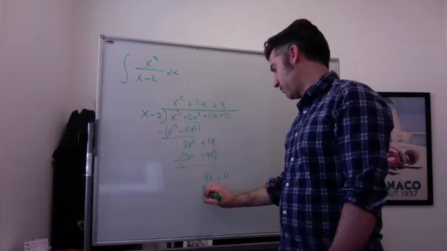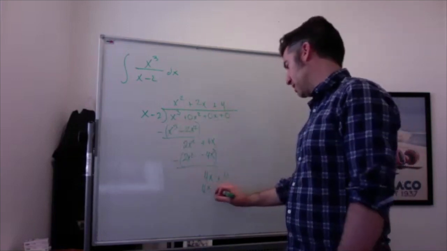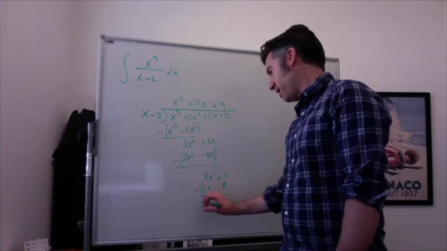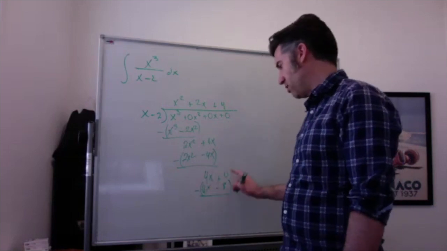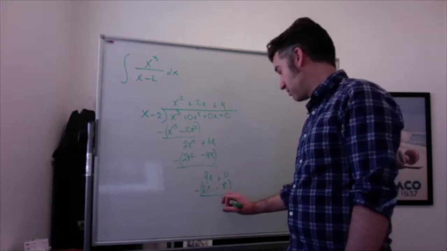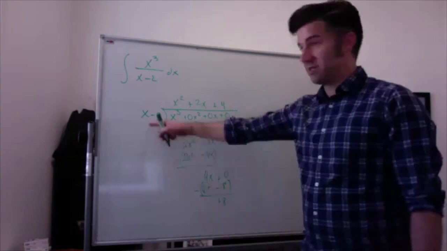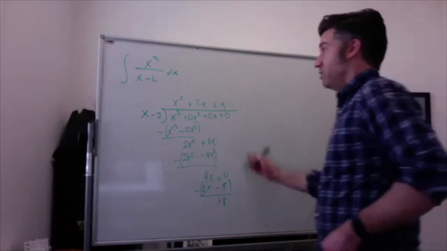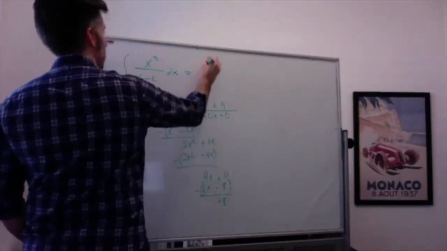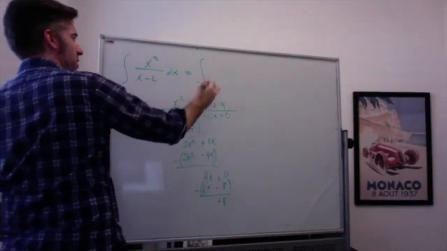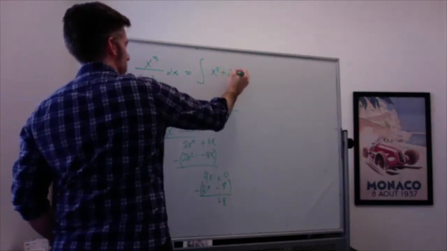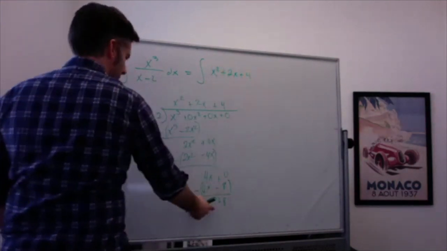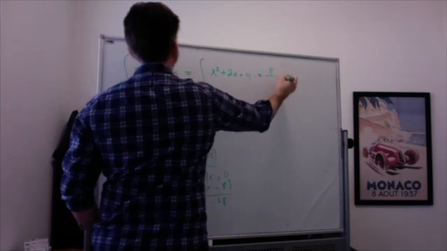4 times x is 4x. 4 times negative 2 is negative 8. Subtract: 0, positive 8. And x doesn't go into 8, right? X has a higher degree than 8, so we're done. That's our remainder. So this is equal to the quotient, x squared plus 2x plus 4, plus the remainder over the divisor.